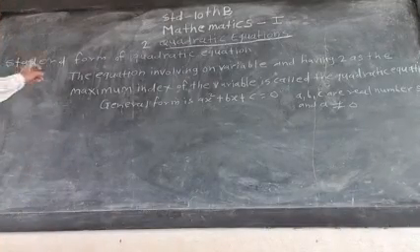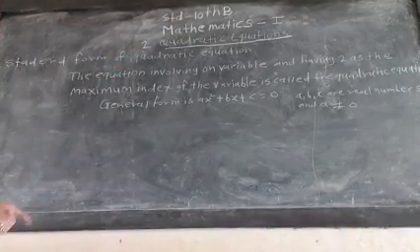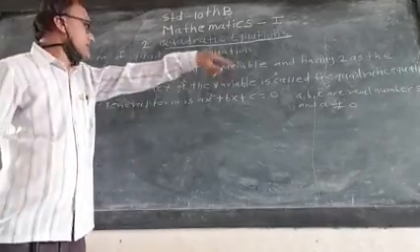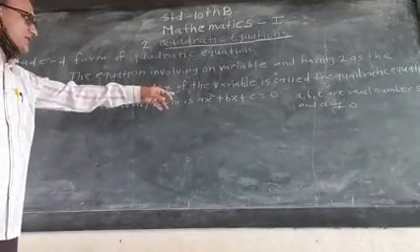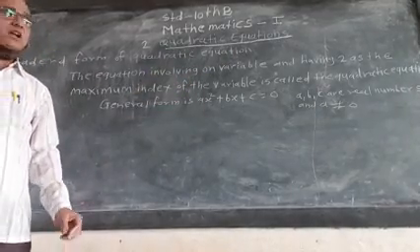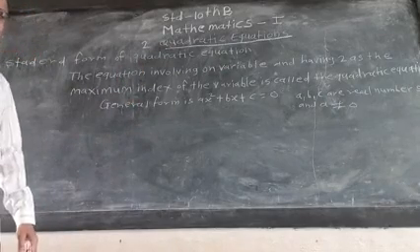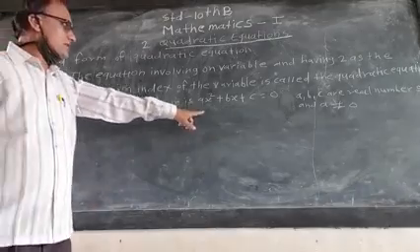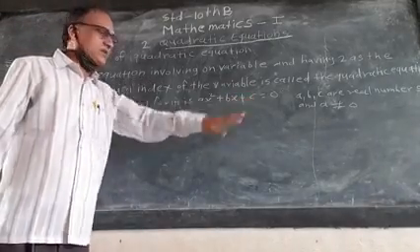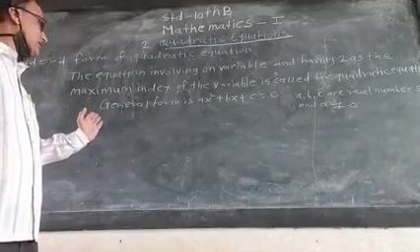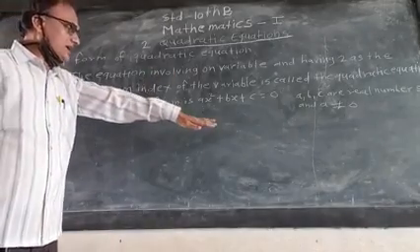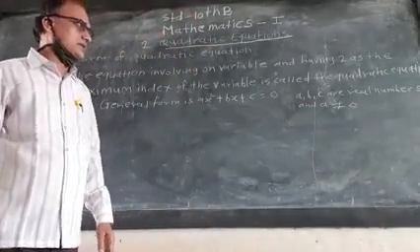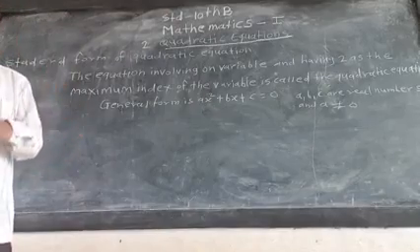The standard form of a quadratic equation: an equation involving one variable and having 2 as the maximum index of the variable is called a quadratic equation. Now we see the general form: ax square plus bx plus c equal to 0. This is the standard general form of a quadratic equation. Here a, b, c are real numbers and a is not equal to 0.